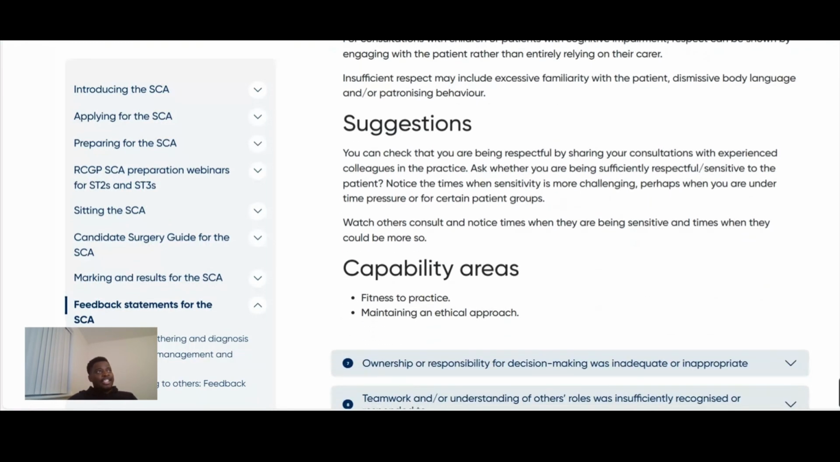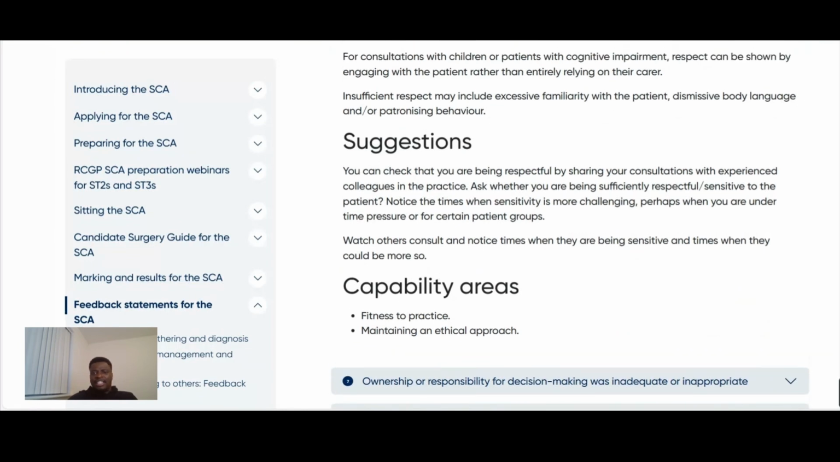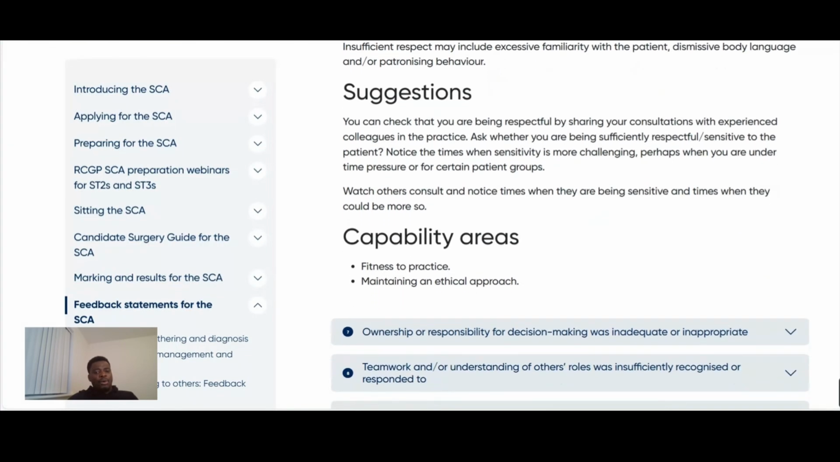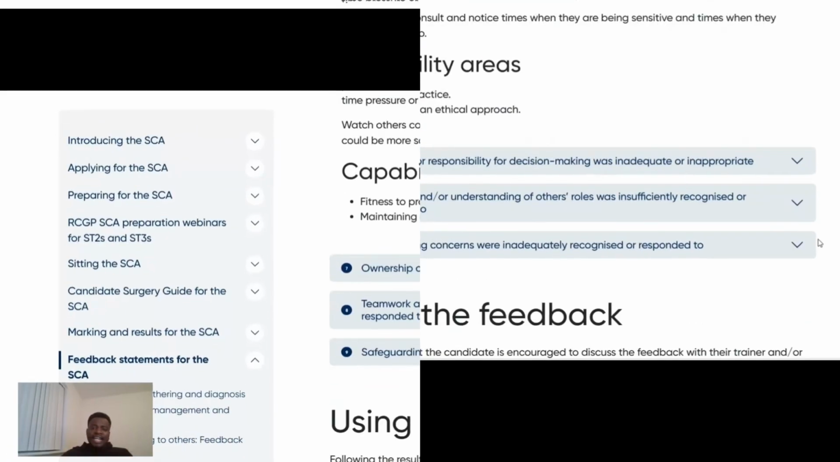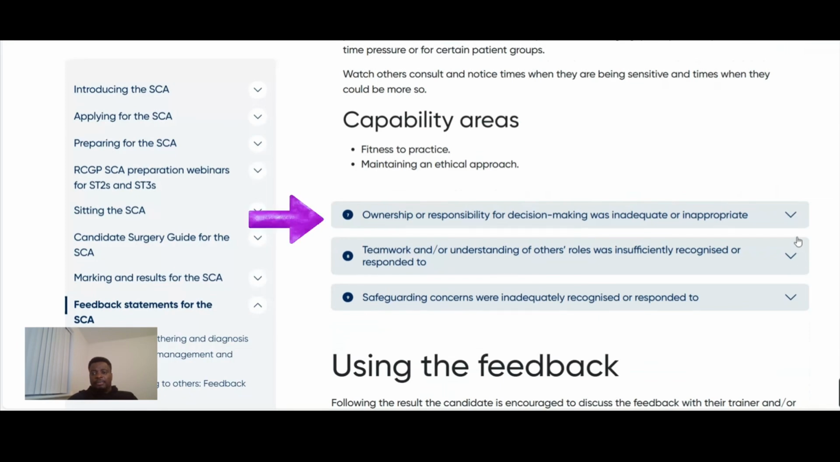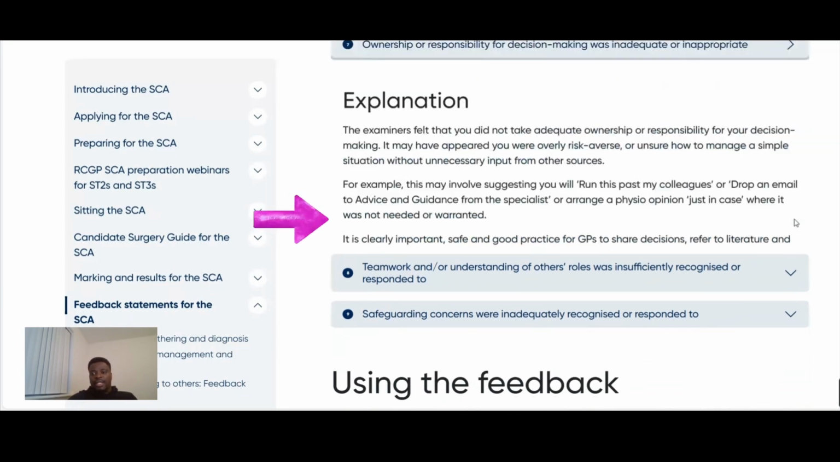Because sometimes it's when we raise these questions that experienced colleagues go, you know what, true. Now that you've mentioned it, I didn't really think about it that way. But perhaps you could do this better. Next one is that ownership or responsibility for decision making was inadequate.